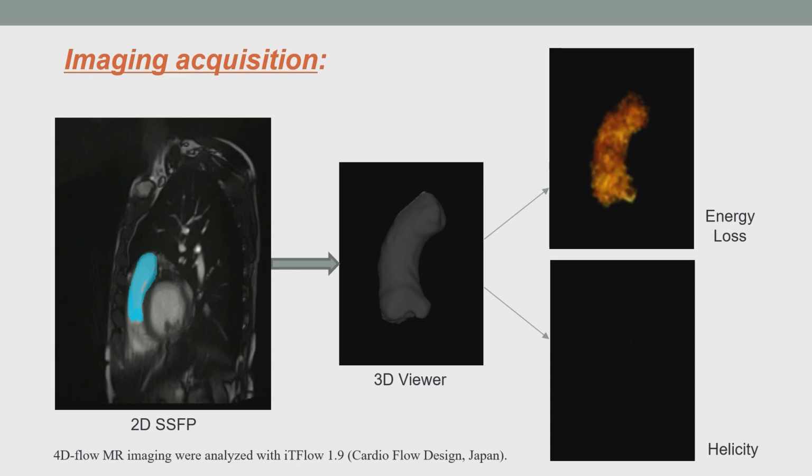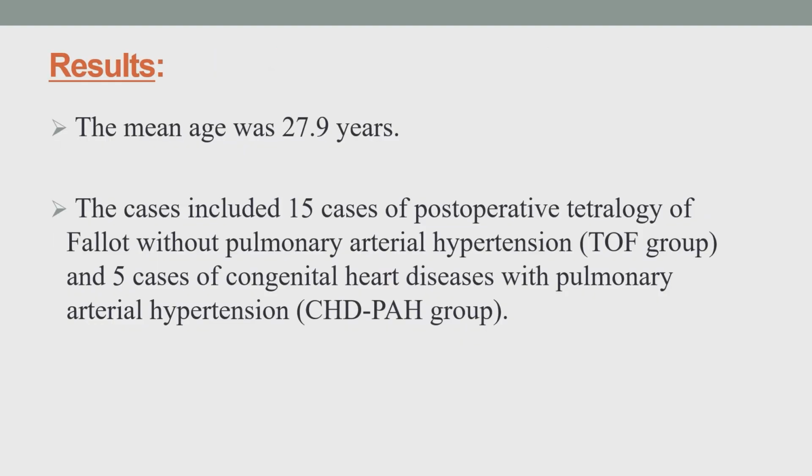As for the analysis method, we traced the area from the pulmonary valve position to the right and left pulmonary artery bifurcations while looking at both the 2D SSFP cine image and the phase image and calculated the energy loss and helicity. 4D-flow MR imaging was analyzed with iTFlow. The mean age was 27 years. The cases included 15 cases of postoperative tetralogy of Fallot without pulmonary arterial hypertension and 5 cases of congenital heart disease with pulmonary arterial hypertension.